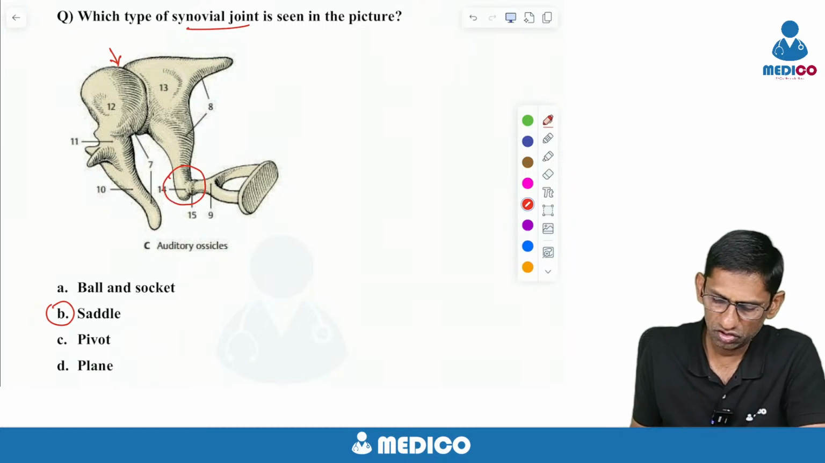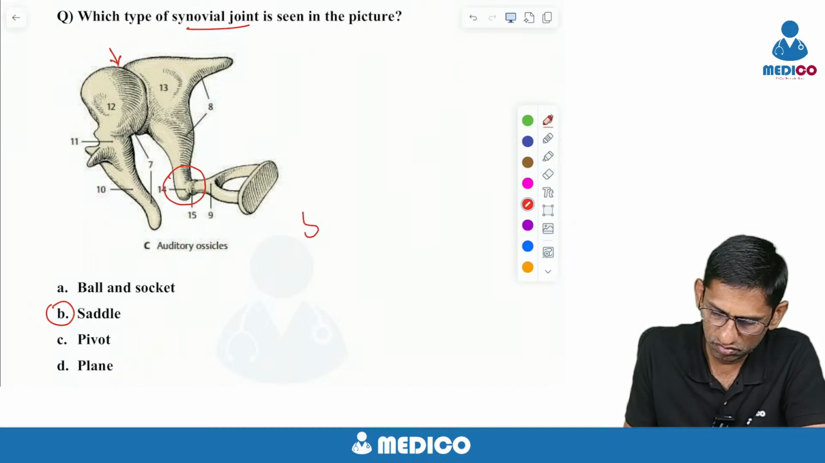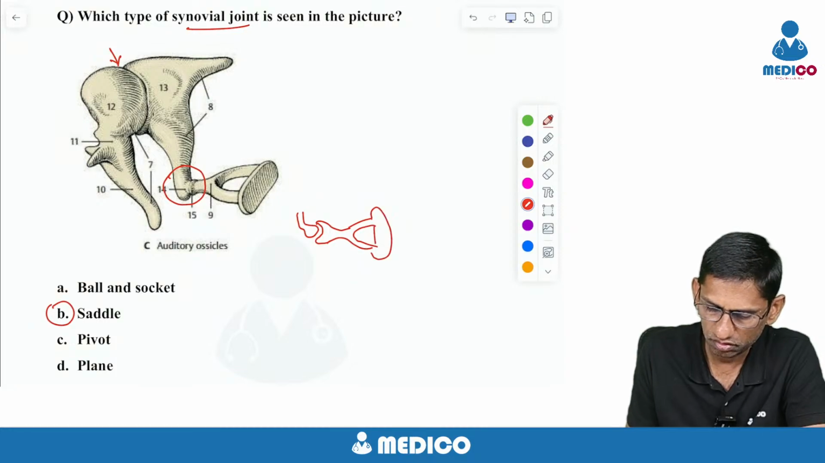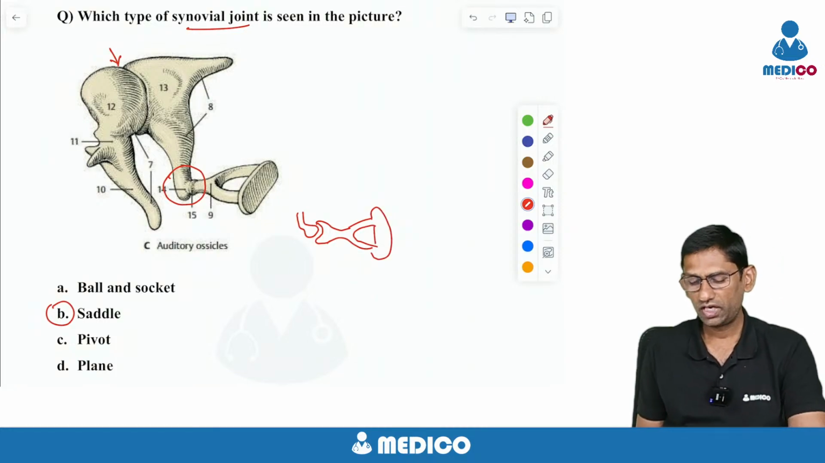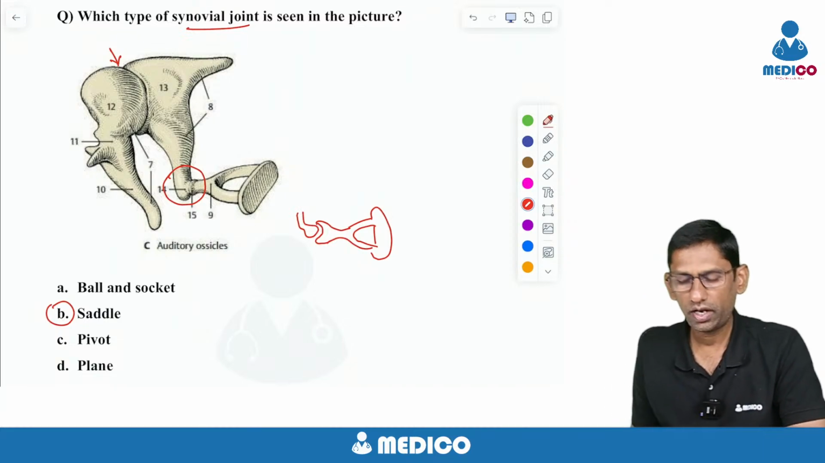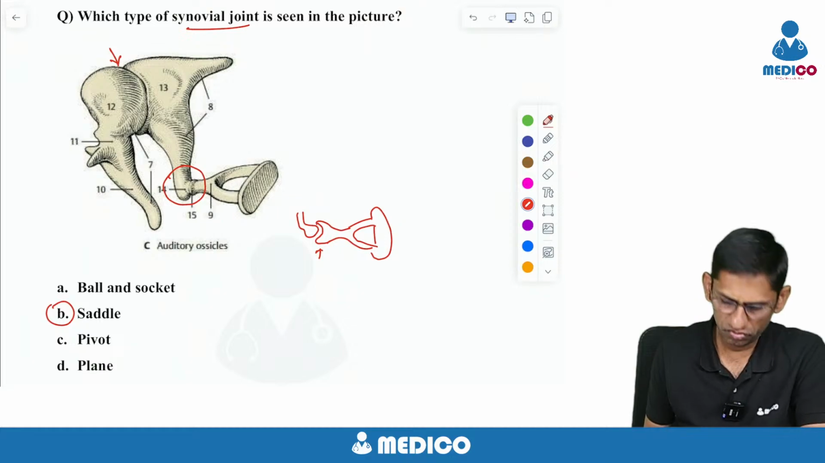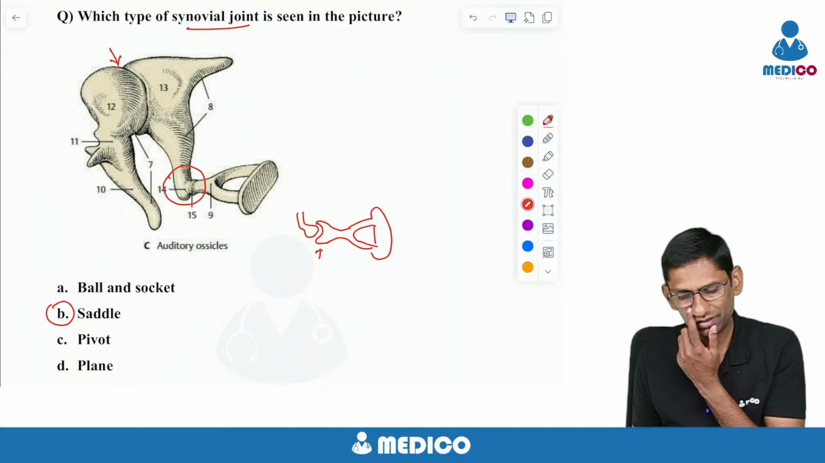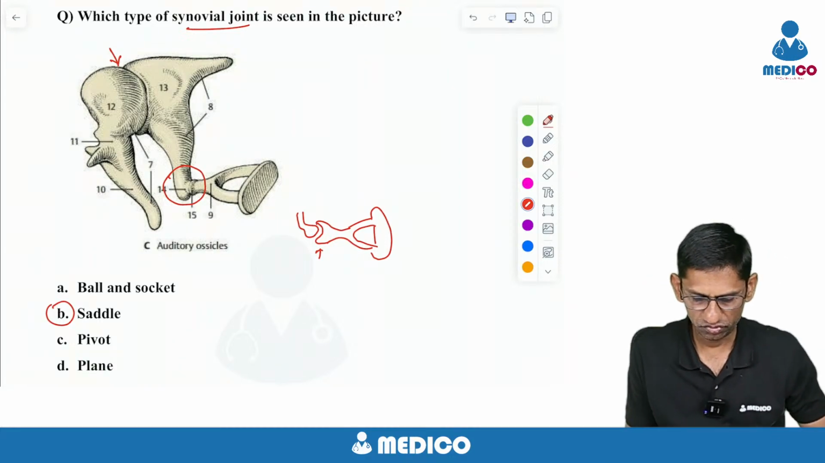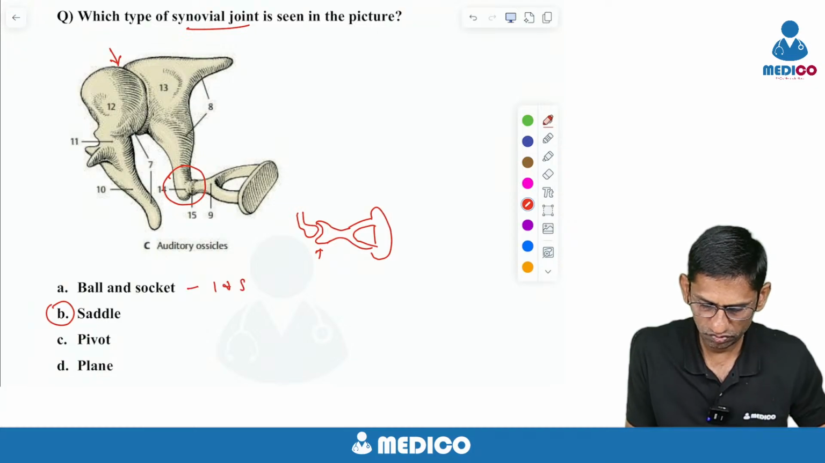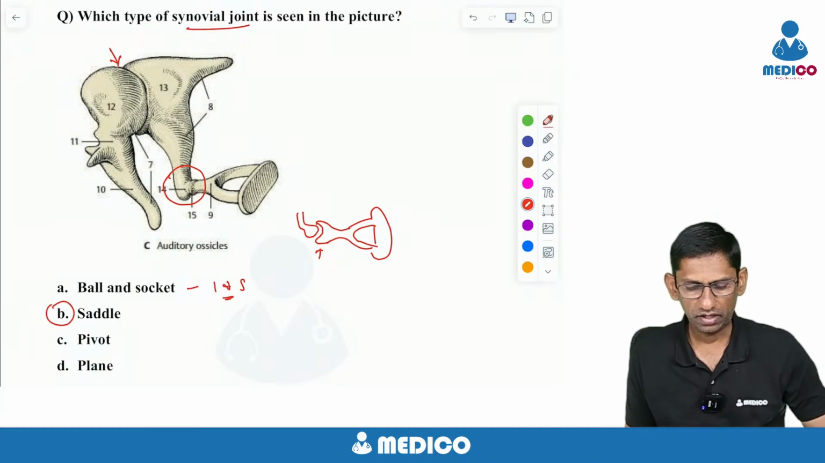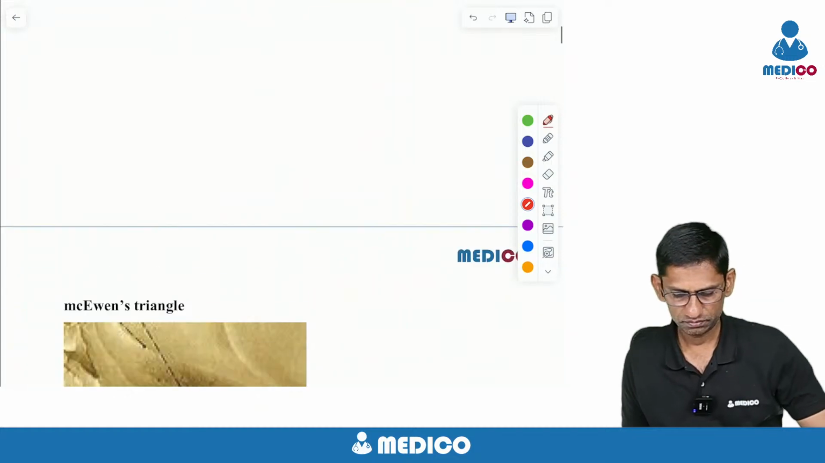The incudostapedial joint is a ball and socket type. This is how the incudostapedial joint will look. The tip of the incus, the lenticular process of the incus, is like a ball, and the head of the stapes accommodates that like a socket. Ball and socket type of synovial joint is in the incudostapedial. Incus and stapes is ball and socket, and incus and malleus is saddle.